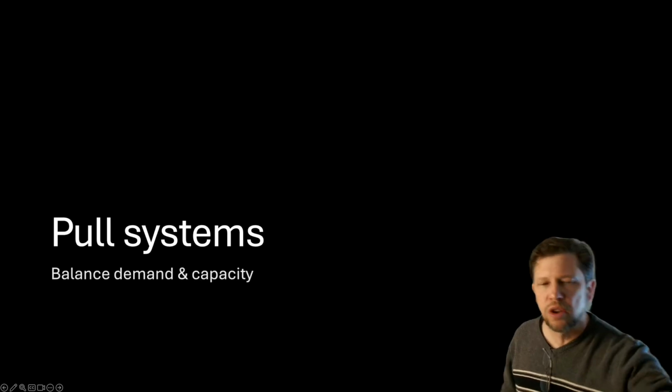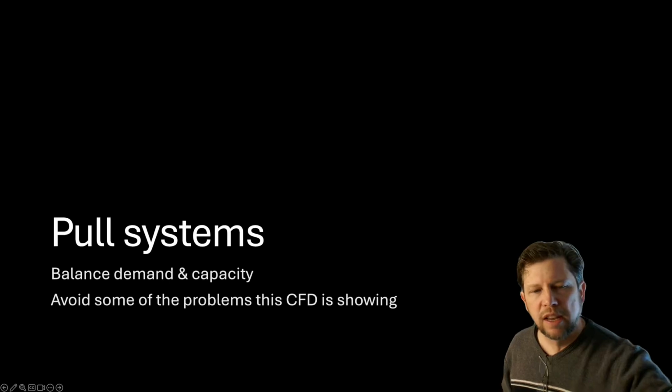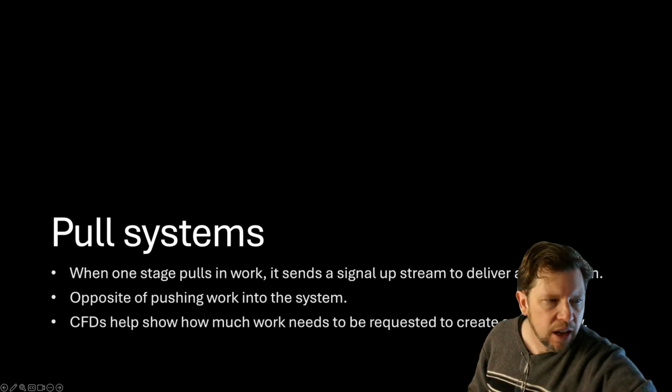Okay, so one thing to think about with this, and this is a whole other thing, I probably should do the Kanban talk again, but pull systems will solve a lot of these things, or at least make it easier to see what's going on. So pull systems allow you to balance the demand and the capacity. It avoids some of the problems that this CFD is showing, or it causes the pain in other ways that makes it easier to correct.